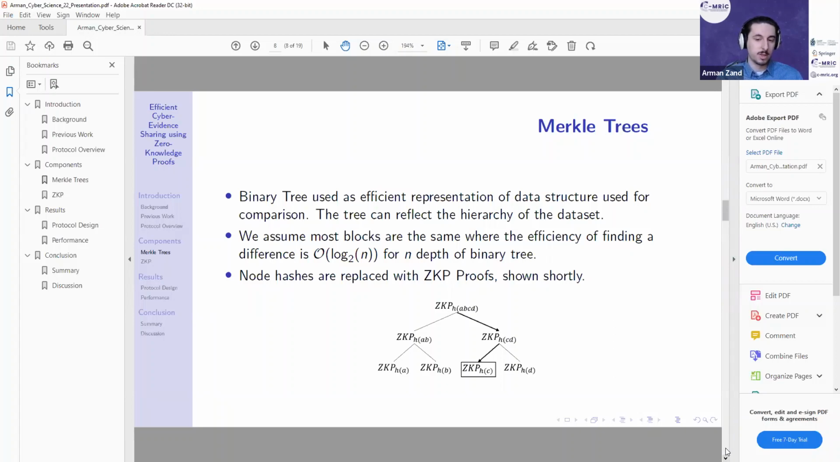And you can check from the top down. So for example, if you compare two trees and block C is different, then you can make your way down the tree, and you can see in bold that you don't have to check the other parts. So it's efficient, with notation O(log2 n) for an n-depth binary tree. And what we do here, especially with the Merkle trees, is that instead of the nodes being made up of the hashes of the data blocks, they are instead zero-knowledge proofs, which I'll show you in a bit. Next slide, please.